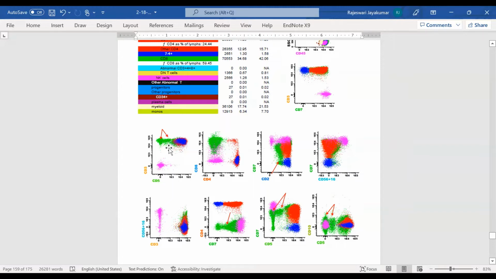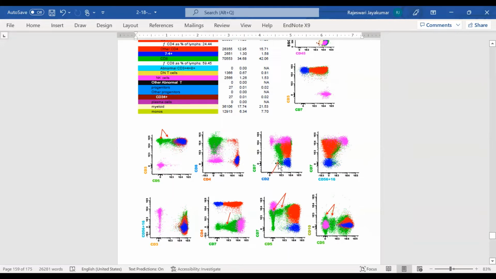And whenever we see this population, we have to start thinking about large granular lymphocytes, or the LGLs, the T LGLs, and those are usually CD8 positive T cells. Let's see if these are CD8 positive. We see CD4 and CD8. We see that all these cells are CD8 positive. So yes, these could be LGLs. LGLs are surface CD3 positive. They have CD2, CD7, and dim to moderate CD5 expression, or sometimes even negative CD5 expression.